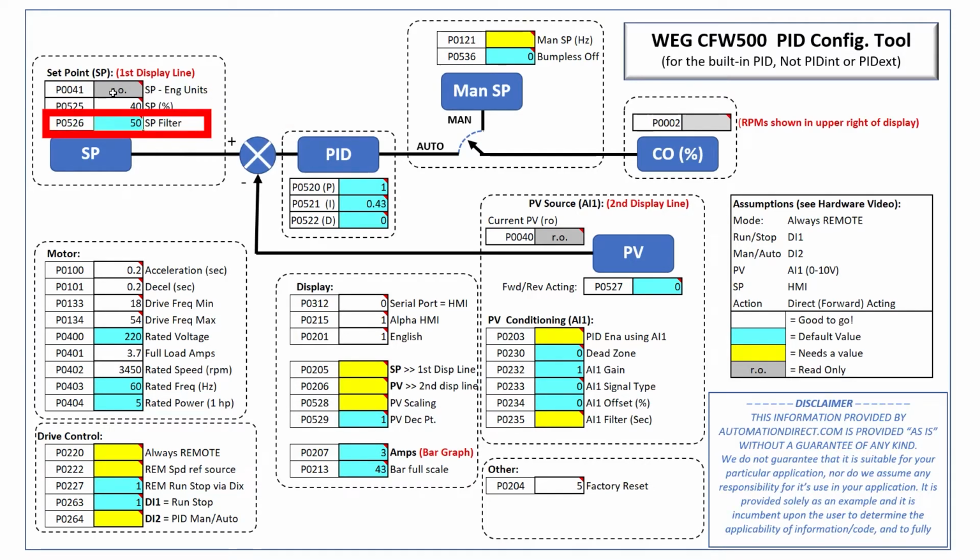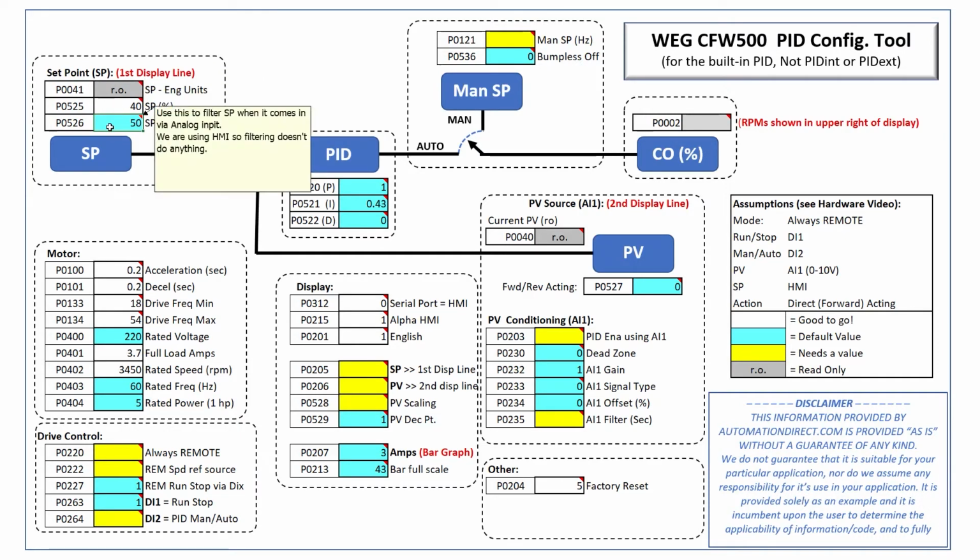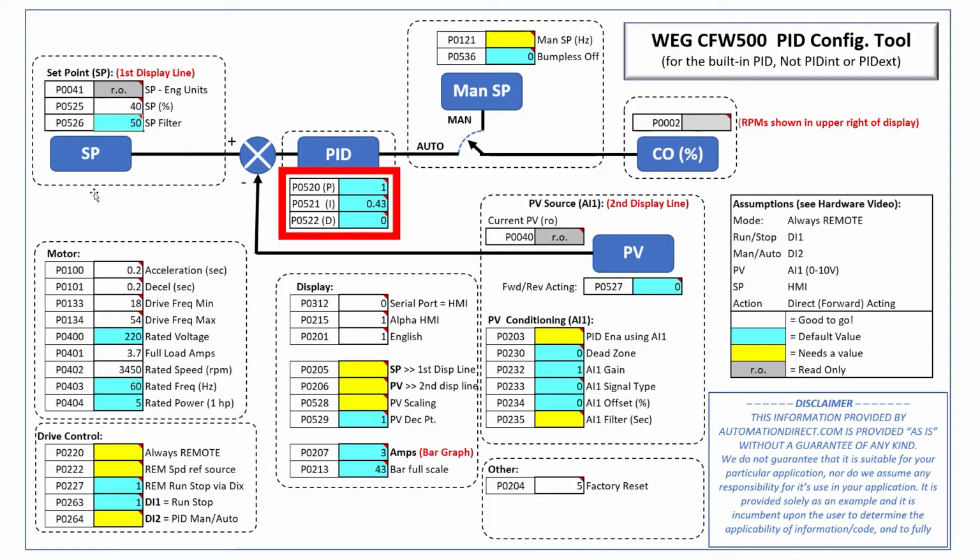The filter is for when you have an analog input for your set point. We're entering the set point from the HMI keypad, so filtering doesn't matter. We'll leave that at the blue default value. If you see a little red triangle in the cell, then there's a hover note explaining what I did or listing relevant options. For most applications, you'll find that these blue default PID coefficients will be a great starting point, especially for monitoring pressure and pumping applications.